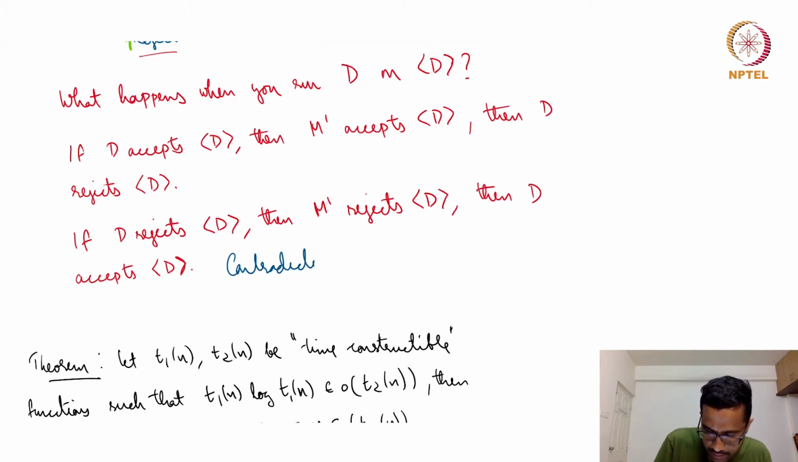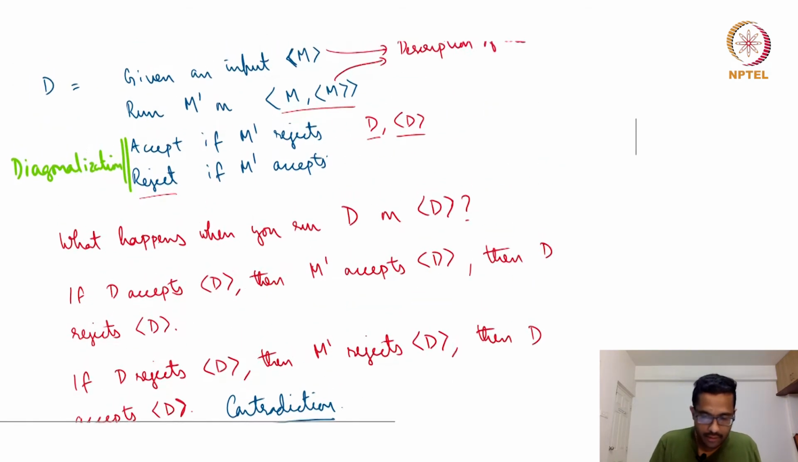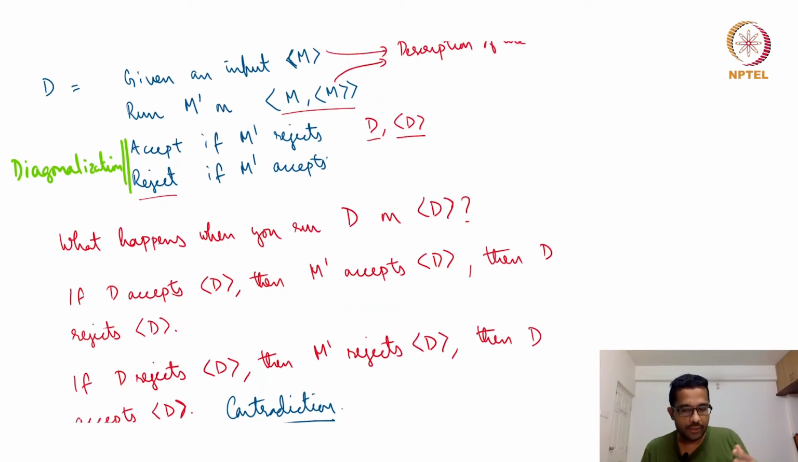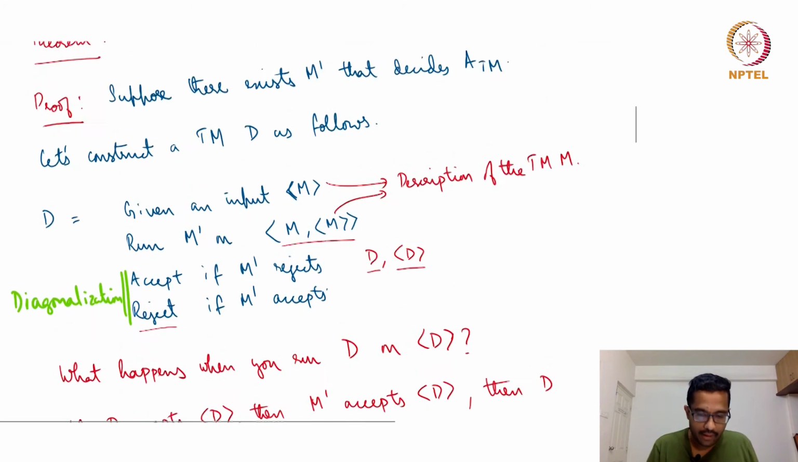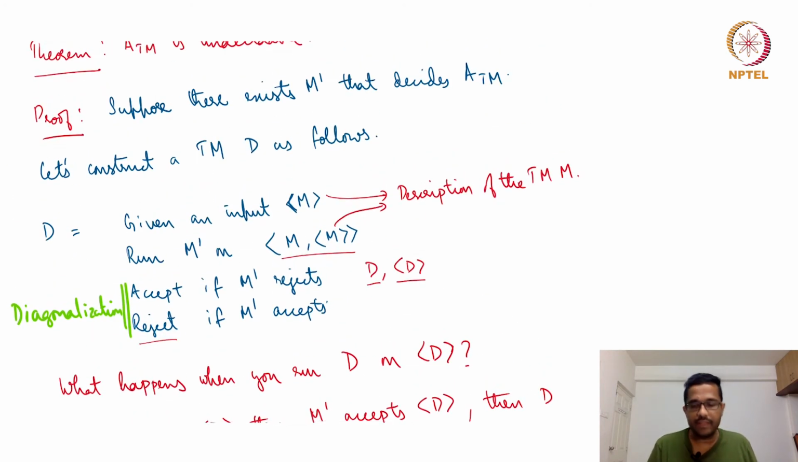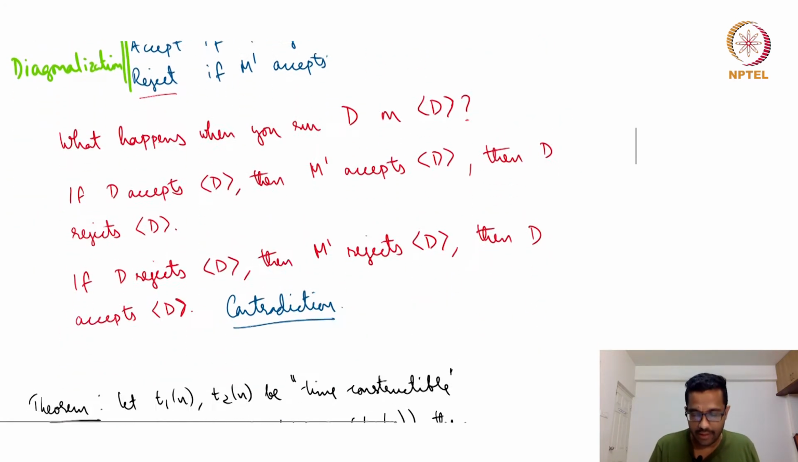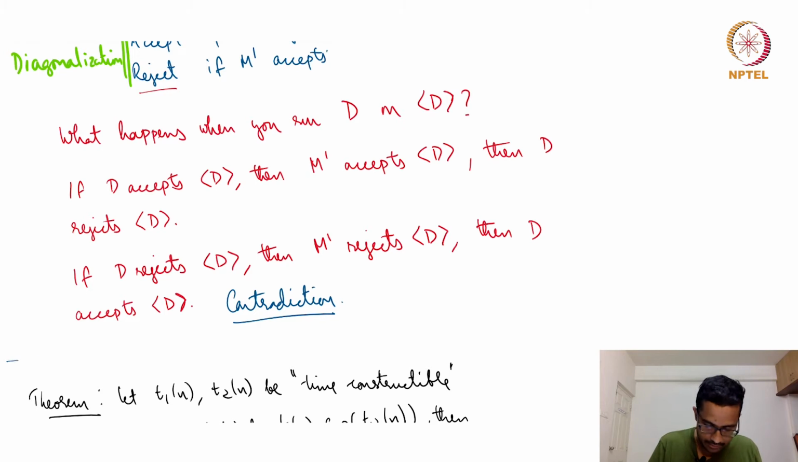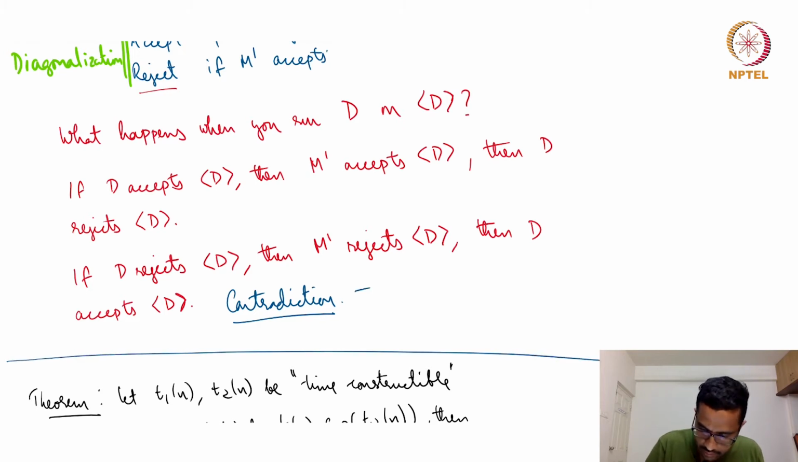So this means a contradiction. Everything here was a natural consequence of what we did, assuming that there is a machine that decides ATM. That is the only assumption that we made. So consequently, ATM is undecidable. This assumption was wrong, and hence ATM is undecidable, right? So ATM is undecidable.